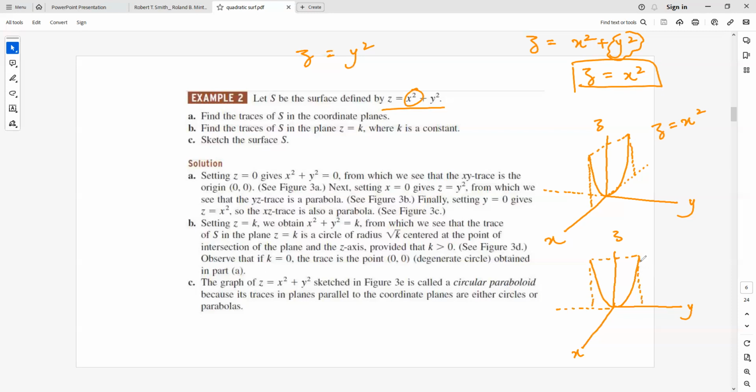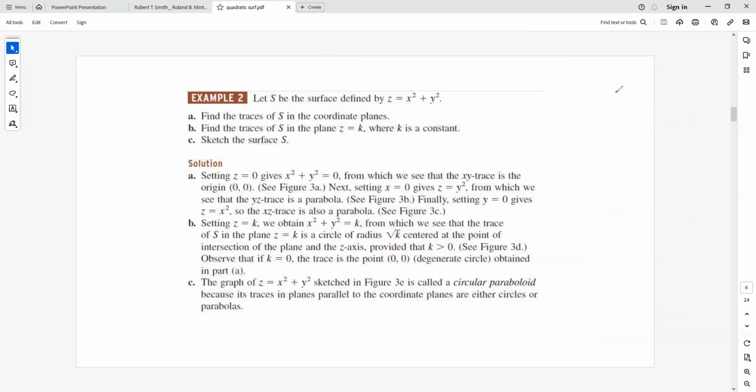Simply it will be like this. So this is z equals y squared, right? Now if we want to draw these two parabolas combined, we will see what surface we are going to get. So let us draw here.